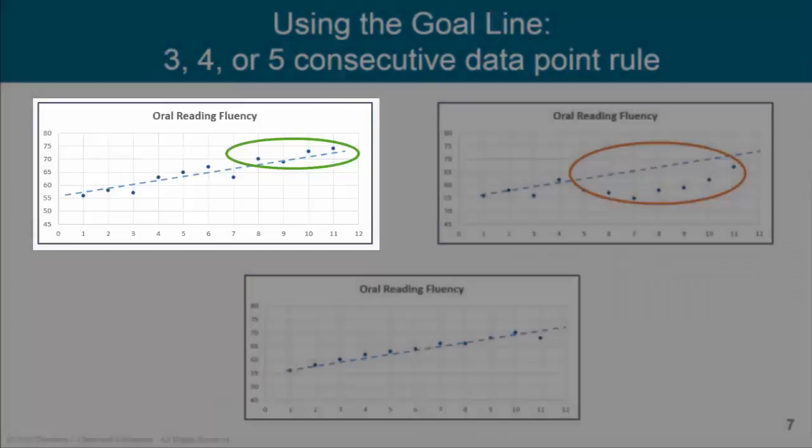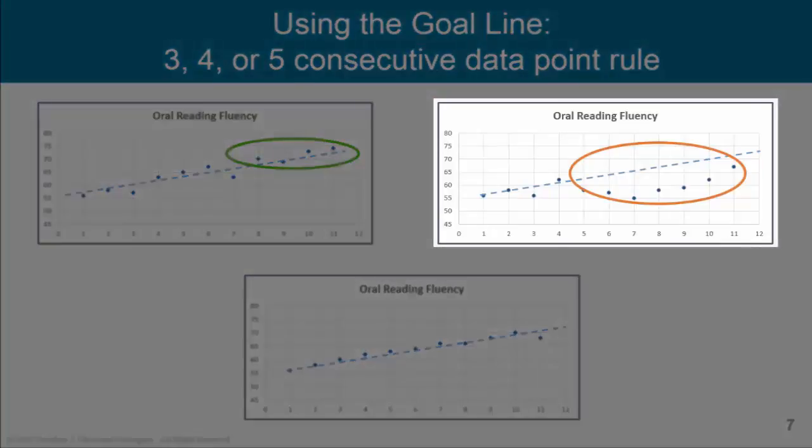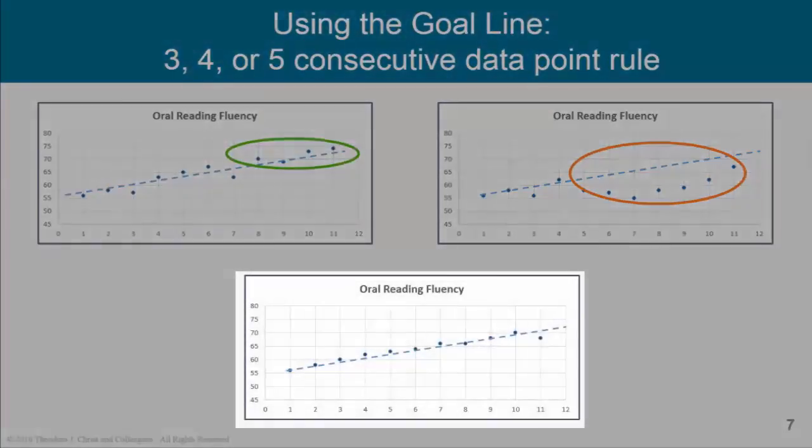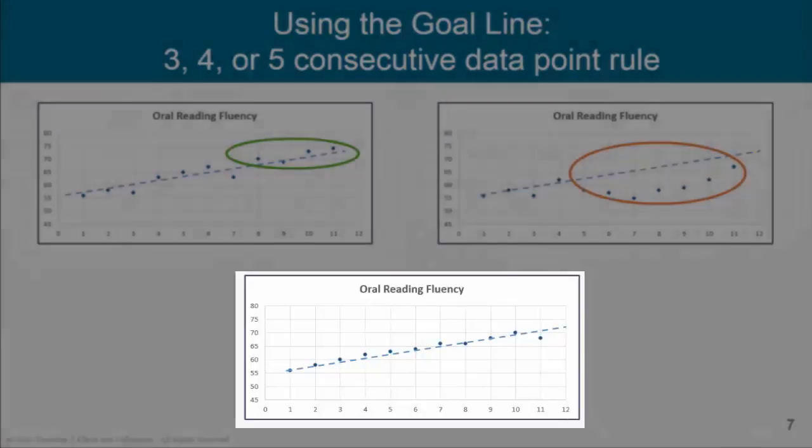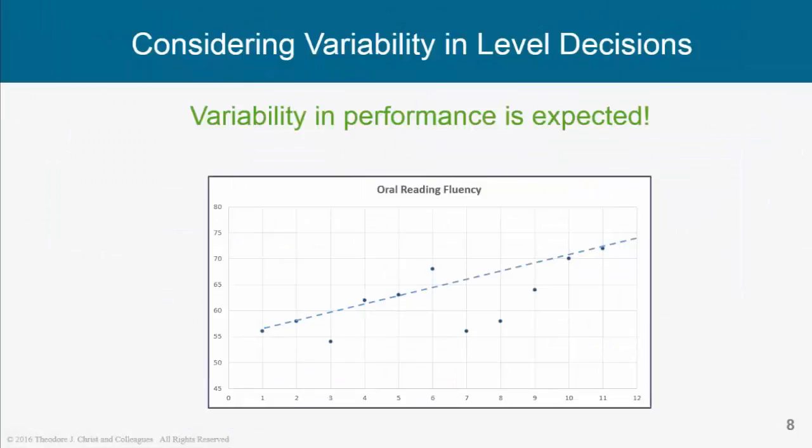Now in contrast, if there are 3, 4, or 5 consecutive points below the goal line, the student is not meeting expectations. And this is important to know because changes to the intervention will be required. And finally, if the collected data is on the goal line, the student is doing exactly as expected. And these kind of decisions are called level decisions. You're comparing the level of performance from the intervention to the expected performance, the goal or aim line.